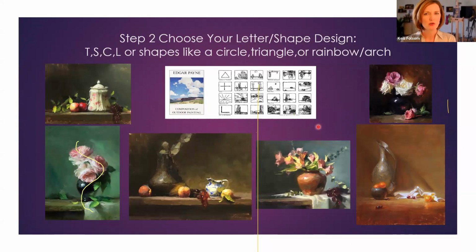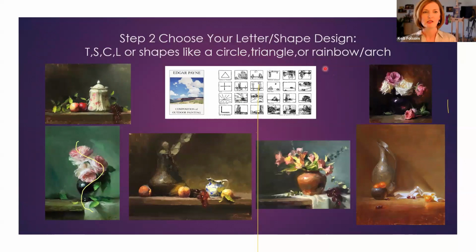Obviously, there's more to choose from, like he's got radiating lines on here, which is a nice one. That's one I use too. But these are the letters and shapes that I would recommend the most, especially if you are just getting started setting up your own still lifes. Let's start with the shapes first, because I think they are even simpler and easier.